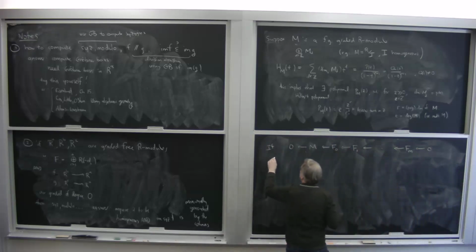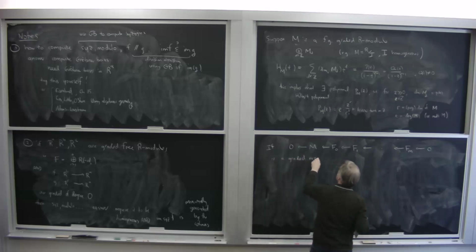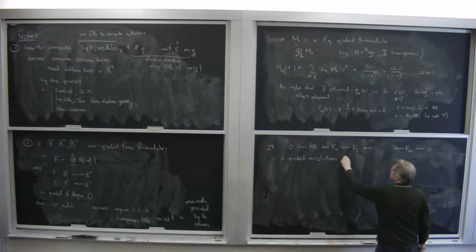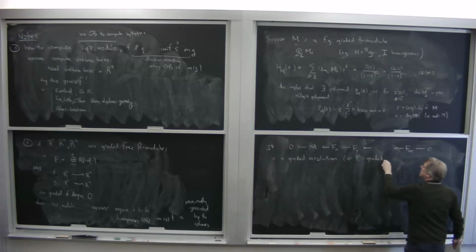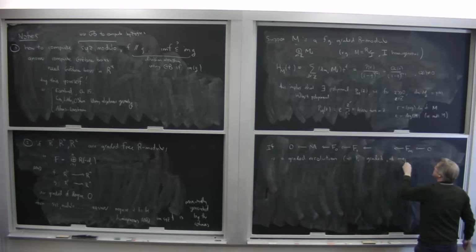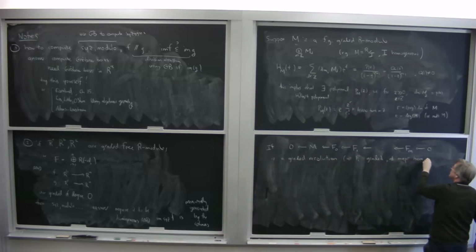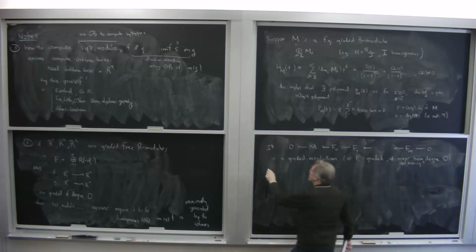And so if this is a graded resolution, which will be the case if you use those sys commands in Macaulay 2 or whatever, so all the Fi are graded, and all maps have degree 0. Just like I said, they are homogeneous and have degree 0, or are graded and have degree 0. Then what do we know?